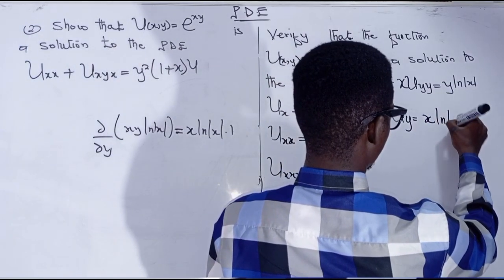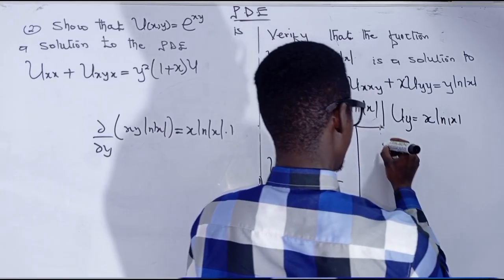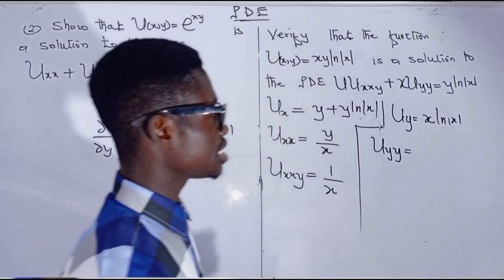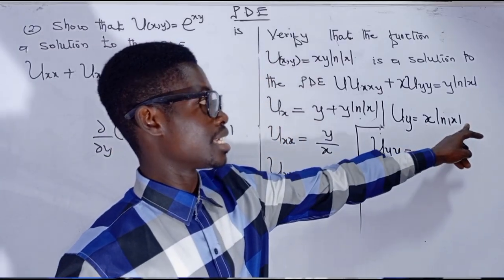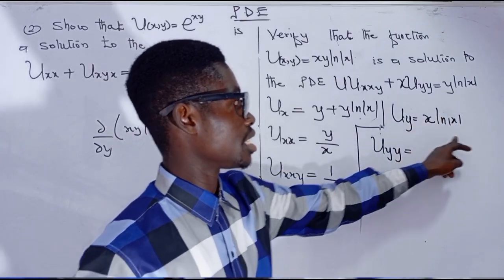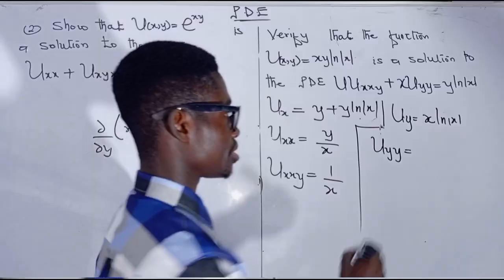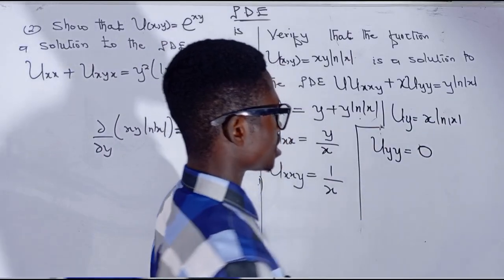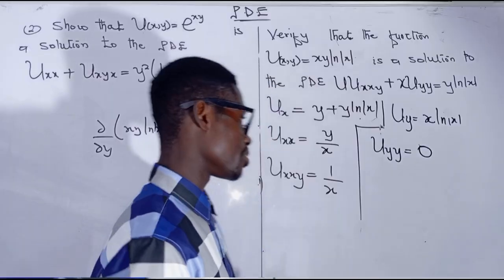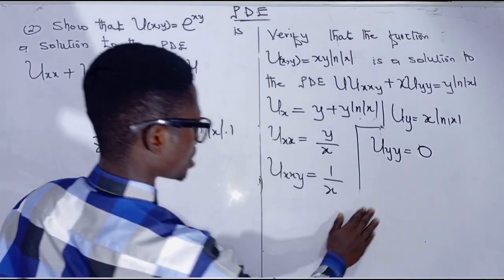x ln x. Then we differentiate again with respect to y. We are differentiating the function x ln x with respect to y. Now the whole of this is treated as a constant. So when we differentiate a constant, what do we get? We get 0. So the second partial derivative of this function with respect to y, we are getting 0. So once we have this, we substitute them into the PDE that was given.